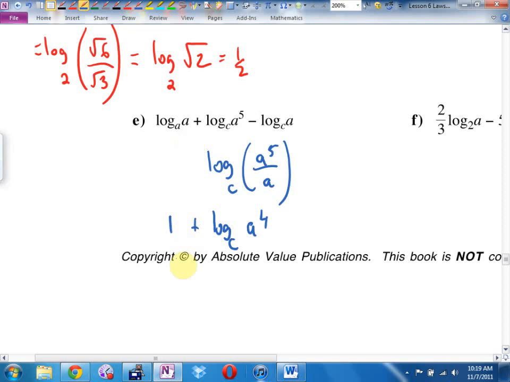By the way, if they really wanted me to write this as a single log, Sabrina... Is 1 the same as the log base A of A? Is 1 the same as the log base C of C? If I wanted to write that as base C, because it's a 1, I could also have written this as the log base C of C. And now, what's between the two logs adding? These would be multiplied. It actually, if I wanted to write it as 1 log, would be log base C of A to the 4th C.